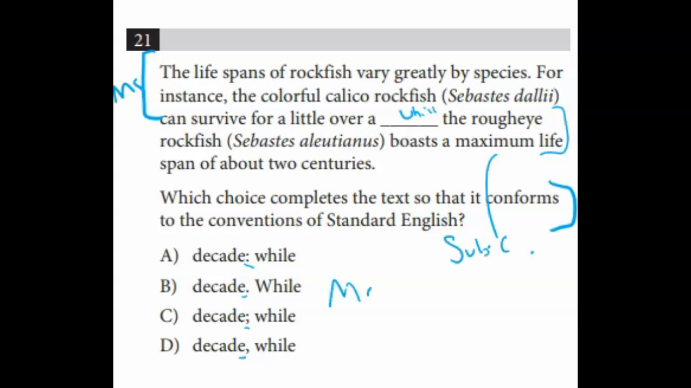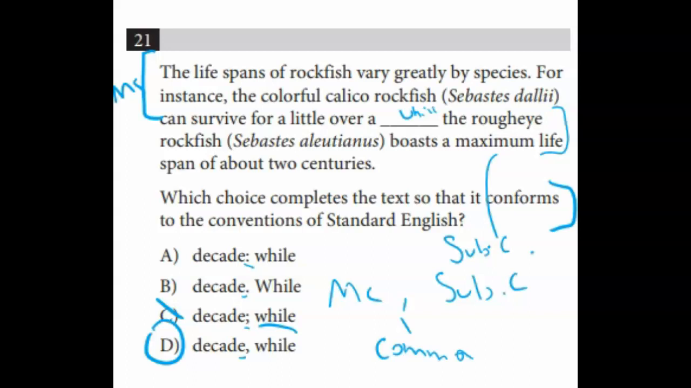And if you have a main clause followed by a subordinate clause, you need punctuation there and you need a comma. So we actually know it's going to be a comma. If you know that rule, you can already see that it's D. And it's not any of these other ones because it's not going to be a semicolon, because you have this while there.